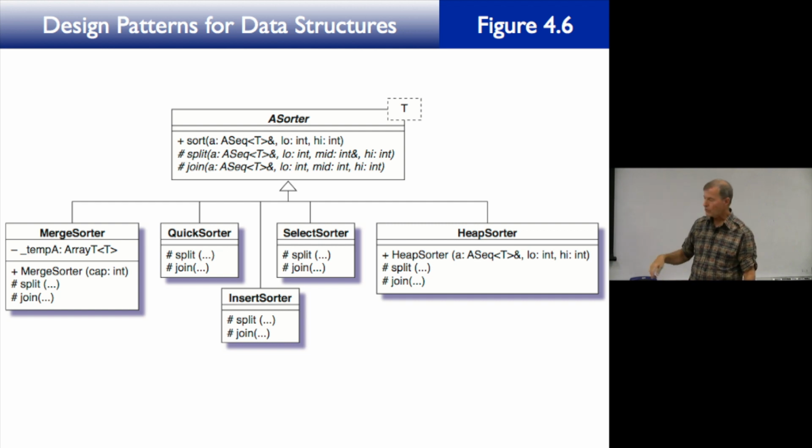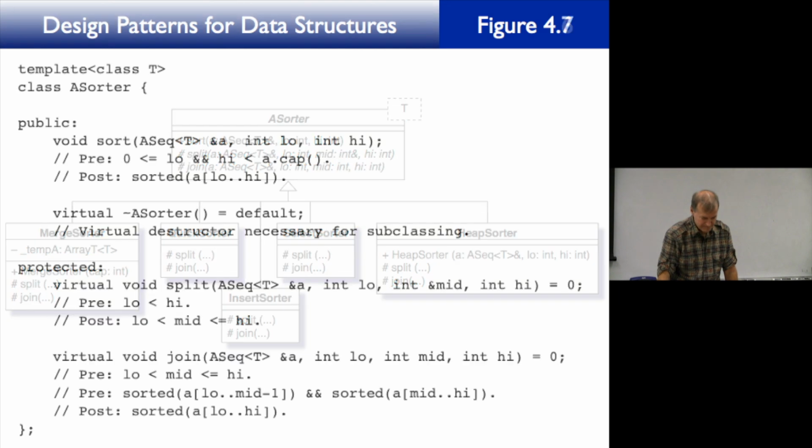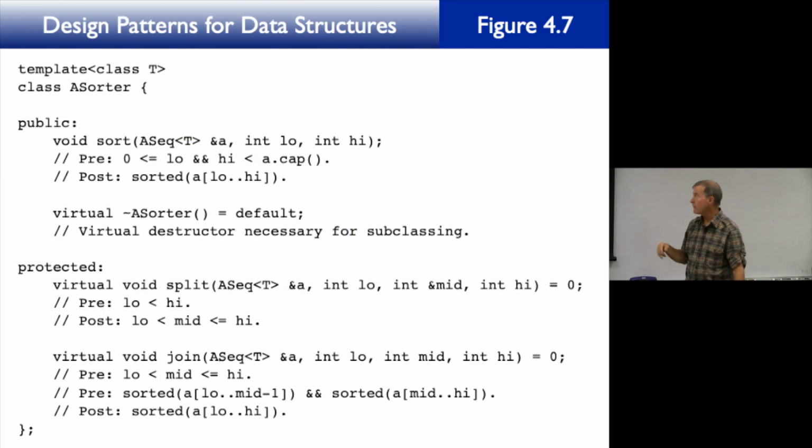Okay. You don't need to do that with the other sorters. You can do all of them in place, so they don't take an extra array. And so quick sorter, insert sorter, select sorter, and heap sorter, they're all just concrete sorters that use the abstract sorter. So here in figure 4.7 is the code for the abstract sorter.